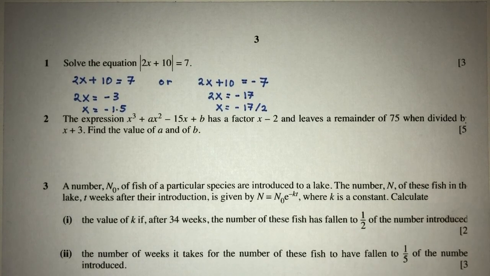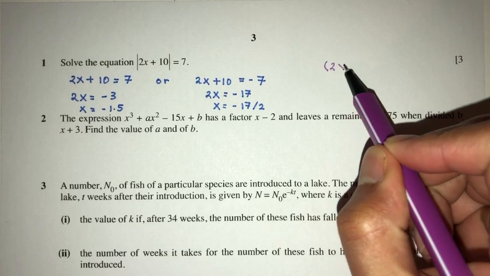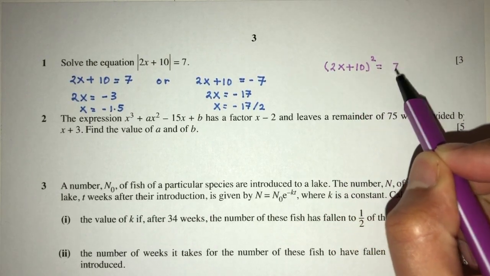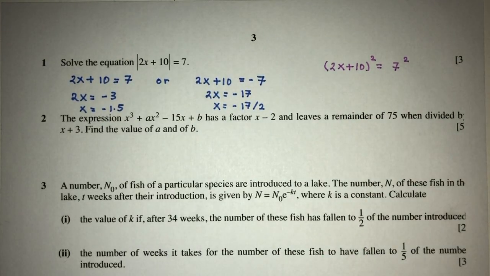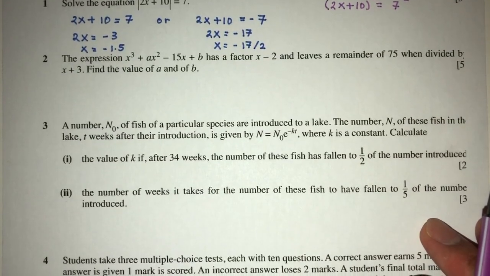Now, just to explain, you can also do the other way, which is you can square both sides. So we have 2x plus 10 squared is equal to 7 squared. Now you just have to expand and simplify and then find the values of x for this equation. Now let's move on to question number 2.